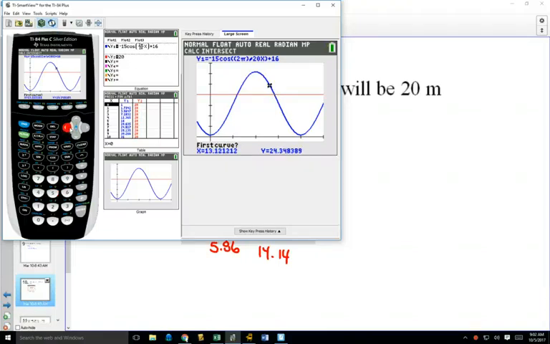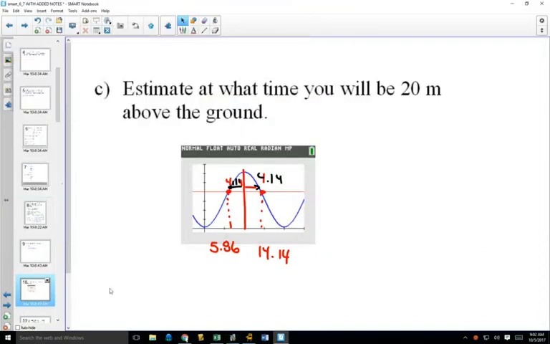So now I'm close enough, but it's sometimes fun just to hit it 3 times, and sure enough, 5.86 is our second answer. So we can estimate it by using the graph that we've drawn. We can use our graphing calculator to find things out exactly.